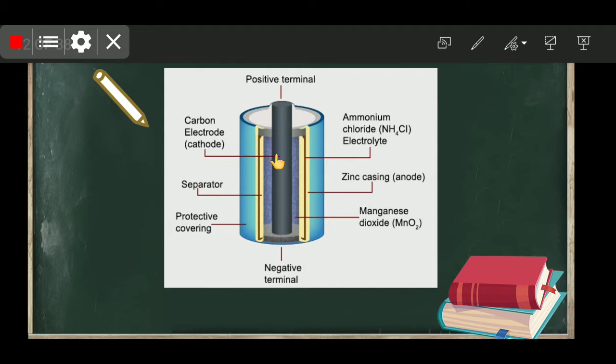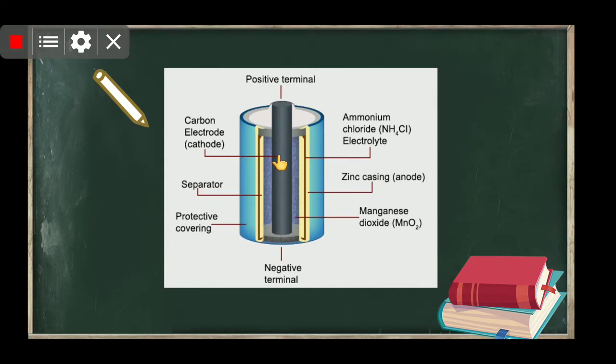Among the 118 elements, carbon is a non-metal, and it is the only non-metal which conducts electricity. Here, graphite is used as the positive terminal. As you can see, the carbon electrode acts as the cathode, and the zinc casing is acting as the anode.